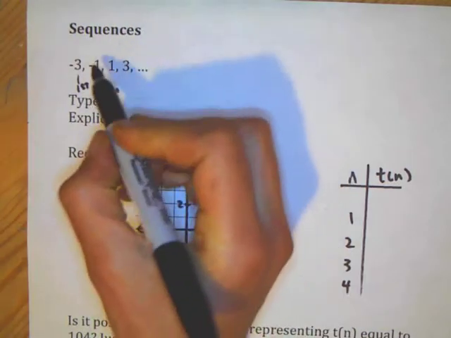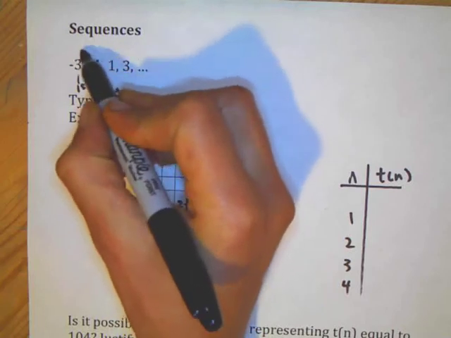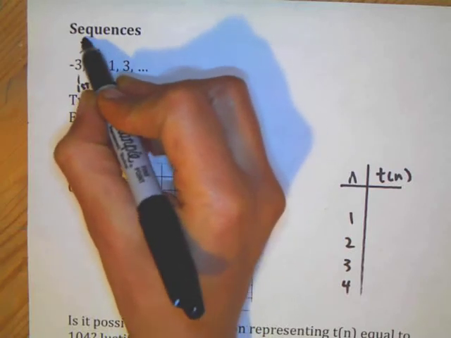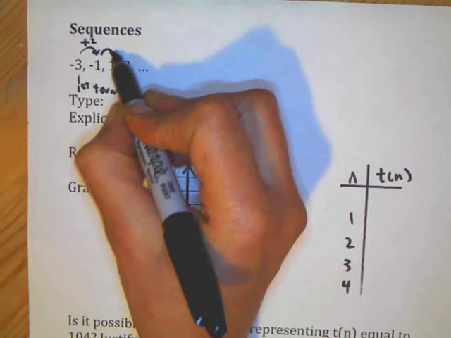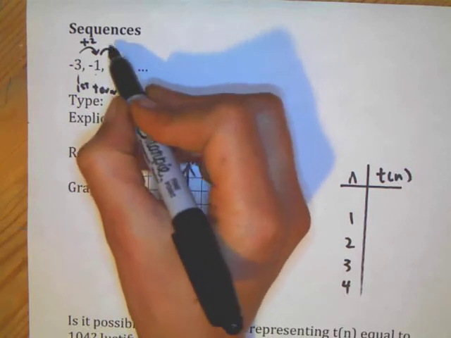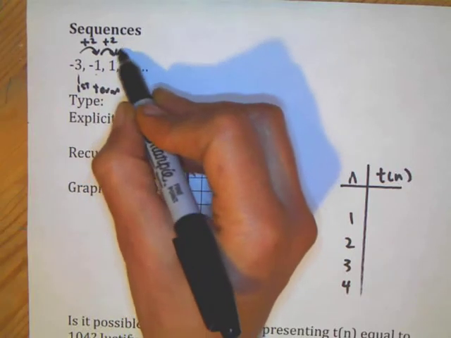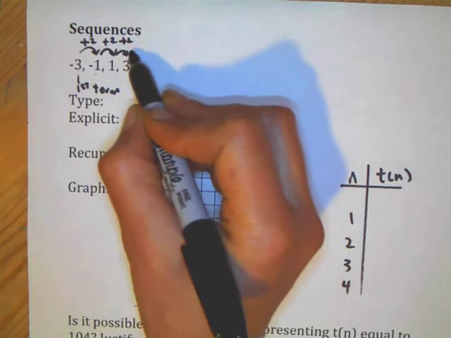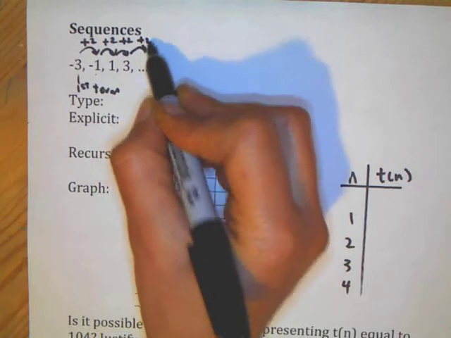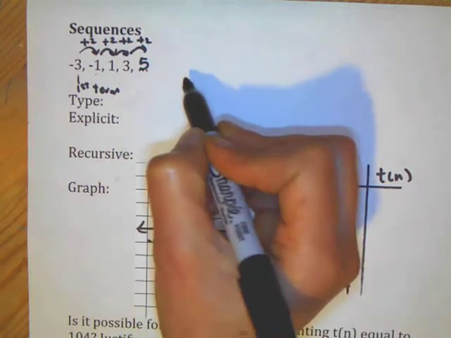I can see that to go from -3 to -2, I'm growing by 2. So from -1 to +1, also growing by 2. I can continue with this +2, and I would be able to get the subsequent terms.